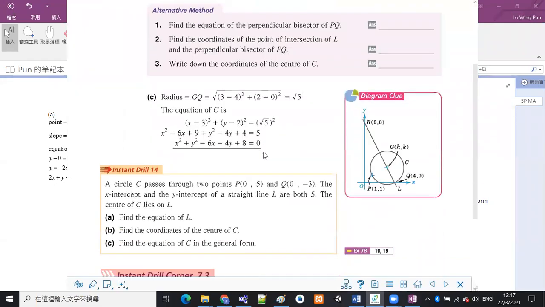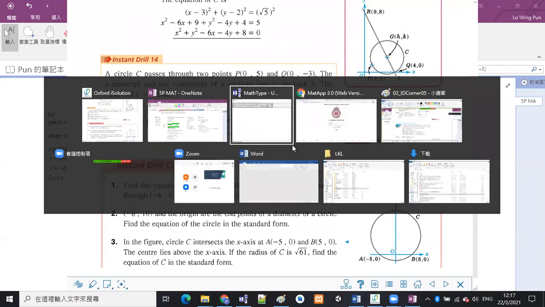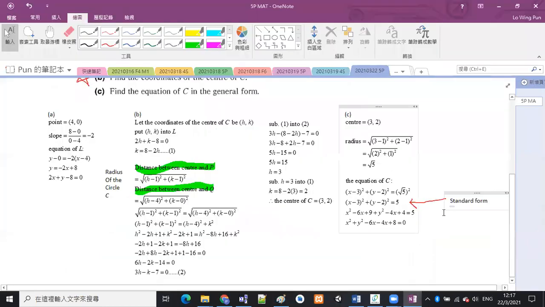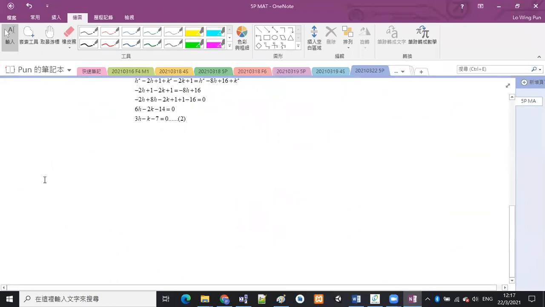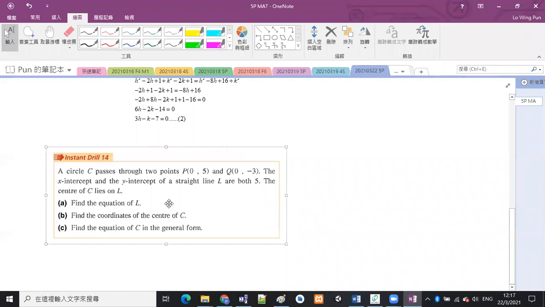Let's do the instant drill number 14 together. Because of time, I won't give you time to do it here. We'll do it together, because the questions are a bit more difficult. OK, let's do it together. The circle C passes through the 2 points P and Q. The x-intercept and y-intercept of the straight line L are both 5. The center of C lies on L. Find the equation of L.